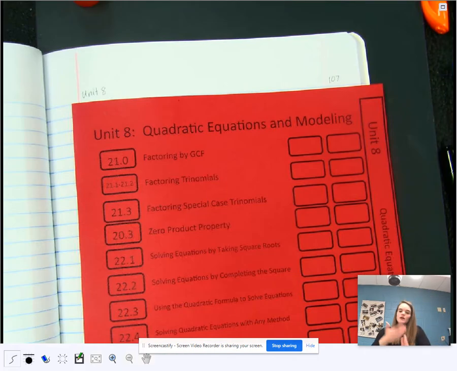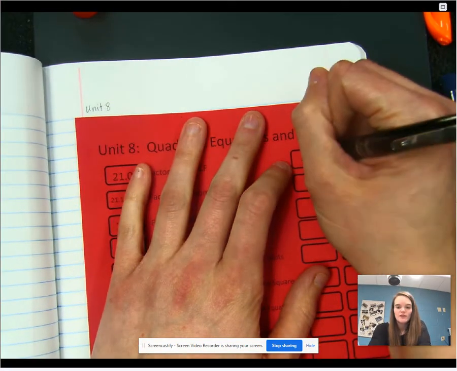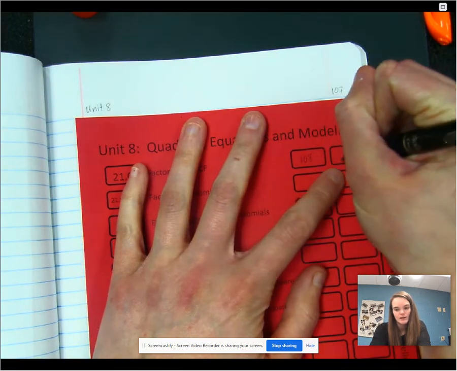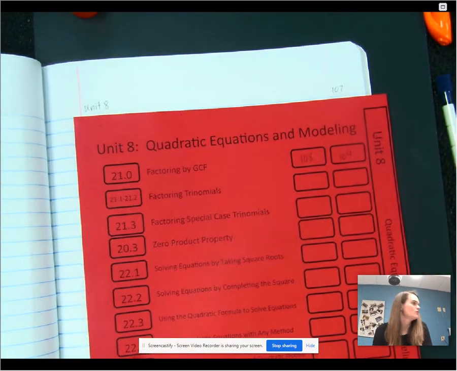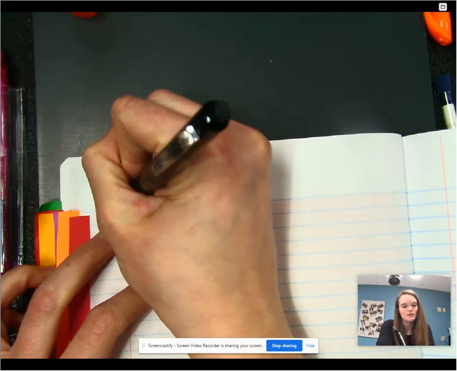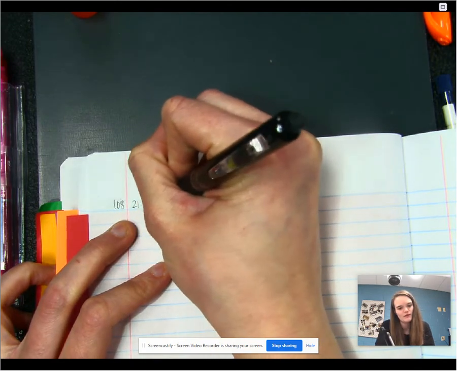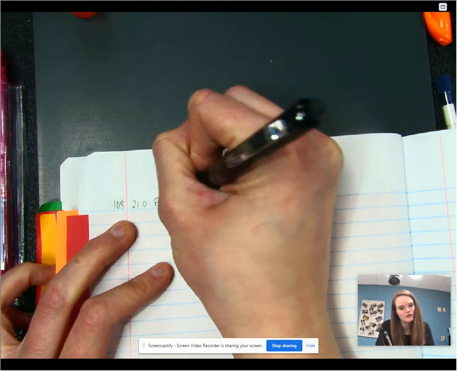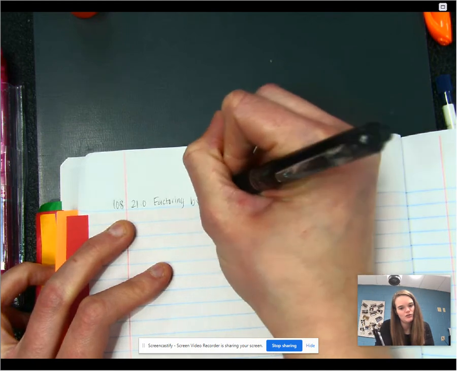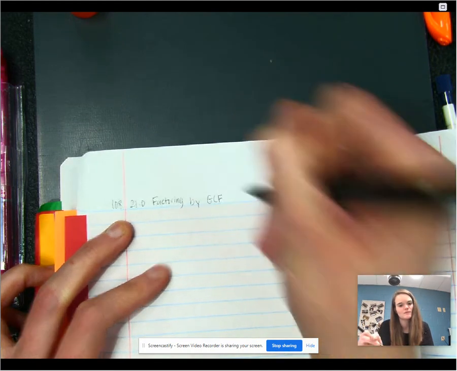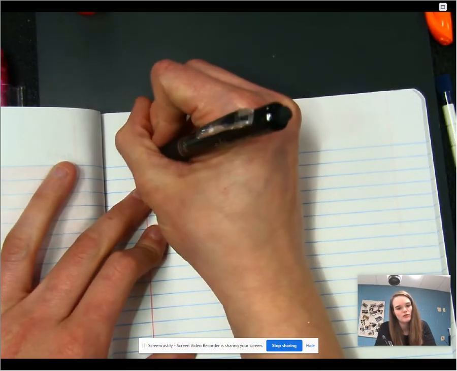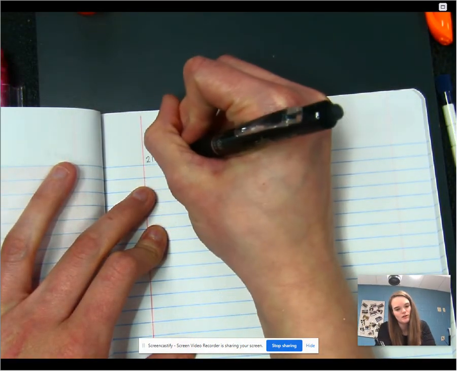There you go. Okay. So we are working on 108 and 109. I'm going to go ahead and label those 21.0 factoring by GCF. We will be writing on 109 and we'll be putting a foldable on 108. Same with 109. And 109 is the one we're going to write on.